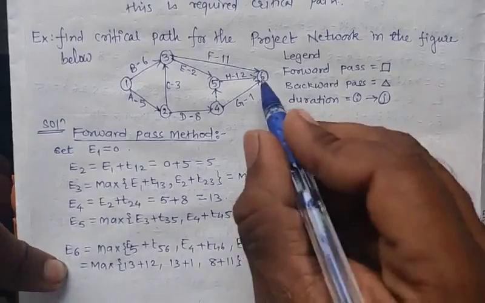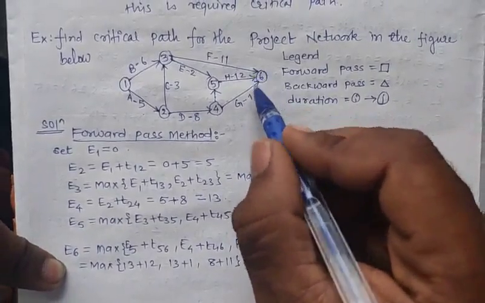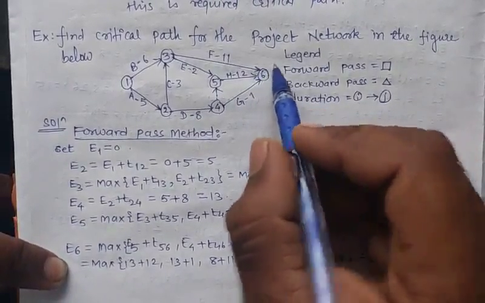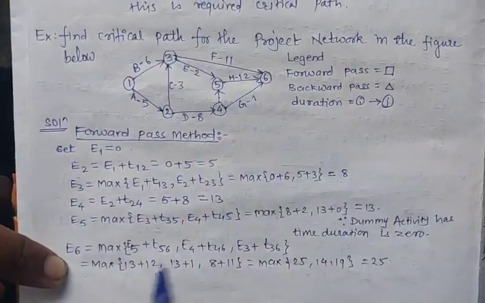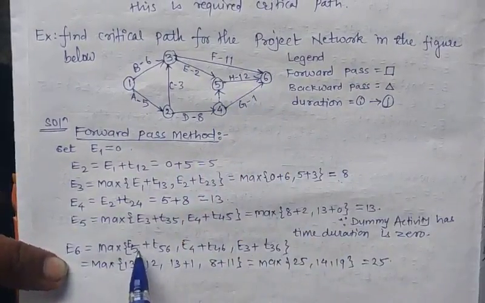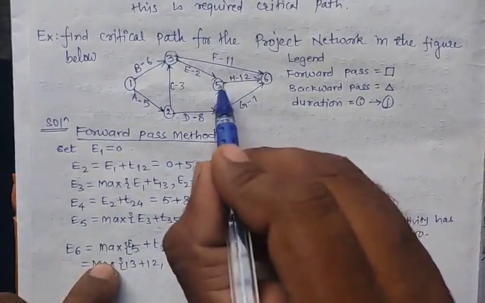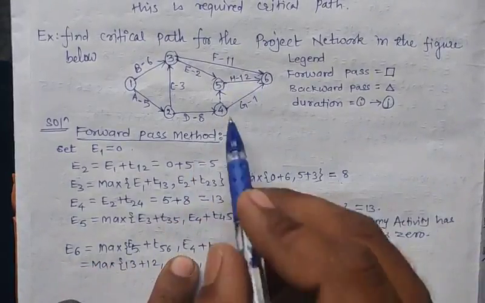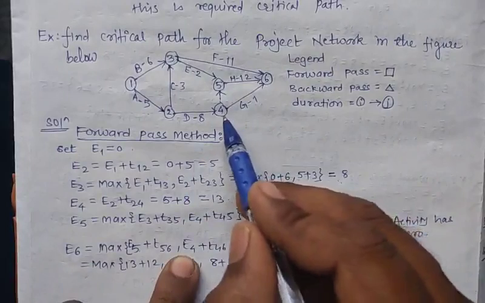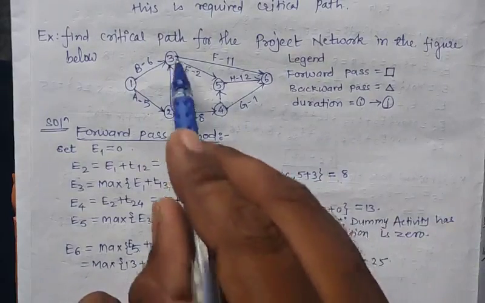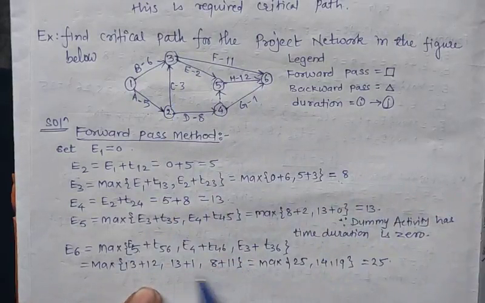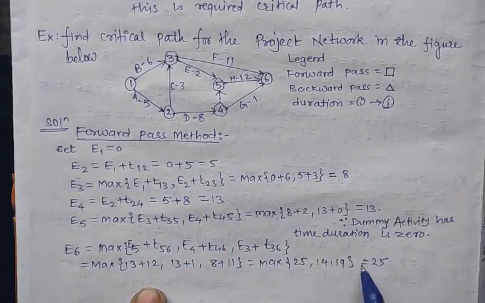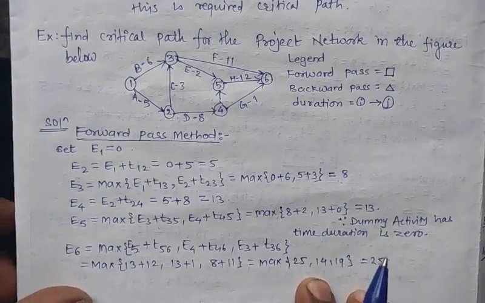Next find out E6. Now E6 has three incoming arrows, which are from E3, E4 and E5. So we will take the maximum between these three. So E5 plus T56, next E4 plus T46, and last E3 plus T36. So after calculating this, the maximum will be 25. So E6 has value 25.